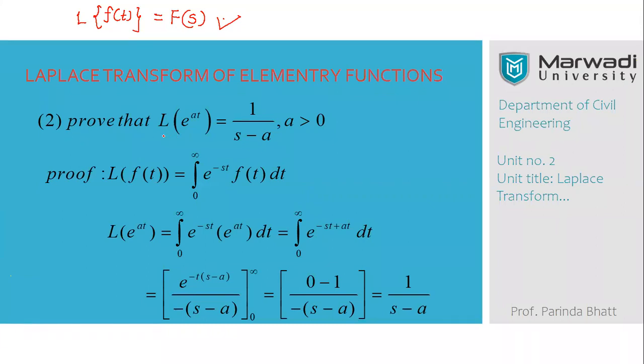Now this is the second formula. Prove that Laplace of e power at, where our function f of t is e raised to at, is equal to 1 upon s minus a, where a is greater than 0. Since the t coefficient is a with a positive sign, it is subtracted from s in the denominator. Therefore 1 upon s minus a, where a is positive. Again, first write the definition formula.